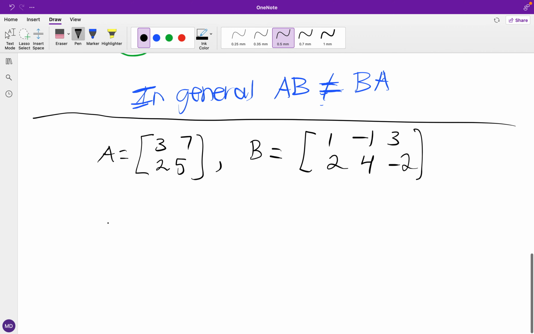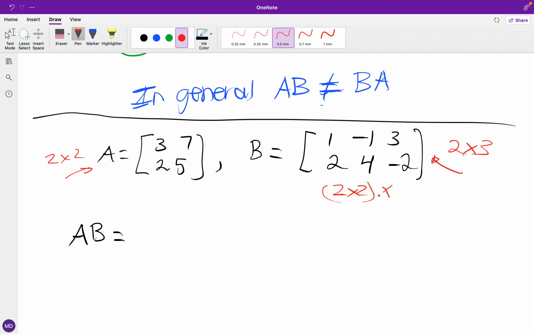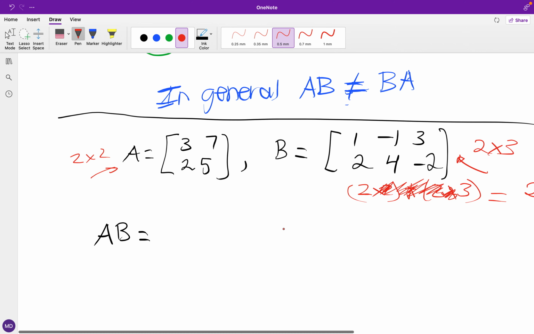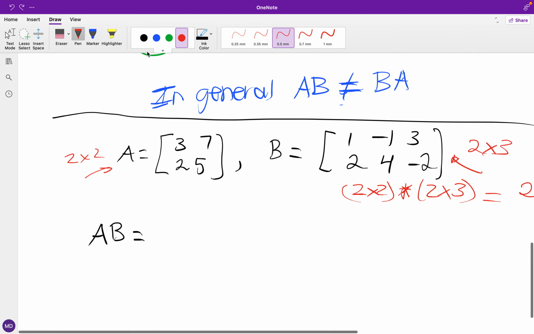So if we want to compute the matrix product AB, let's first think of the dimension for what AB should be. So A here is 2 by 2. B here is 2 by 3. And so a 2 by 2 times a 2 by 3, we just look at the outer numbers, it should be a 2 by 3 matrix. I always think of the inner numbers as canceling, and you're left with the outer numbers as the dimensions of the matrix. It's just something to note here.